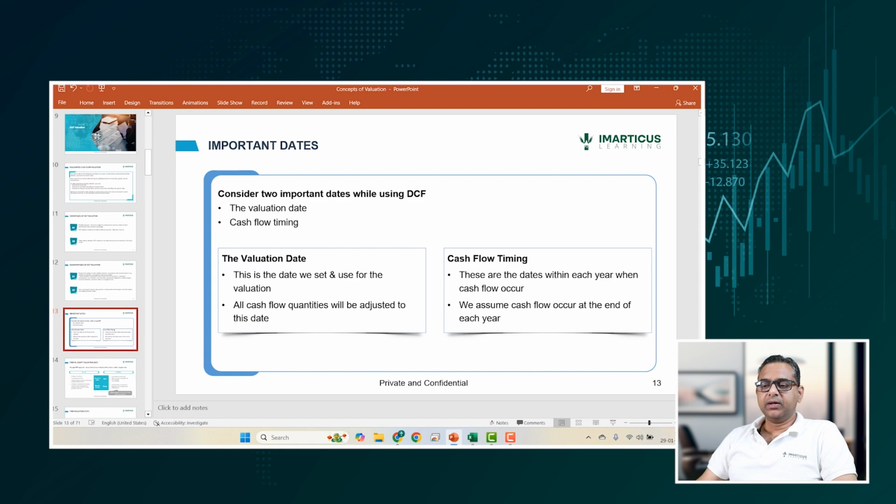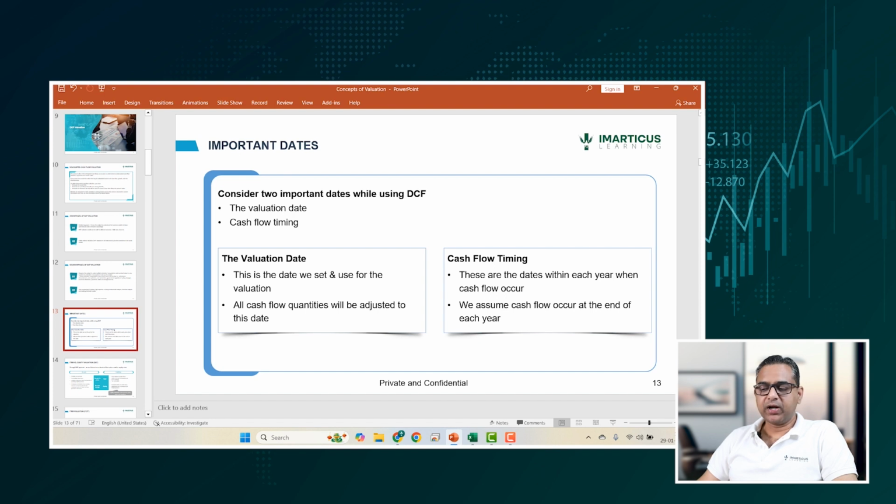Okay. Some important dates related to DCF valuation. One is the valuation date. Second is the cash flow timing. The valuation date is the date we set and use for the valuation. So when are we doing the valuation? All cash flow quantities will be adjusted to this date, right? So if we are doing valuation on 1st April, we will adjust the cash quantities according to that date.